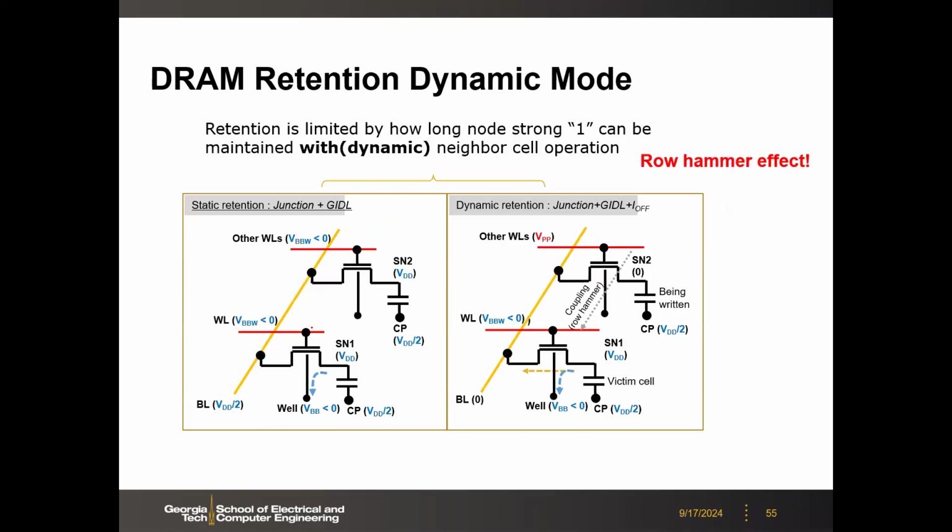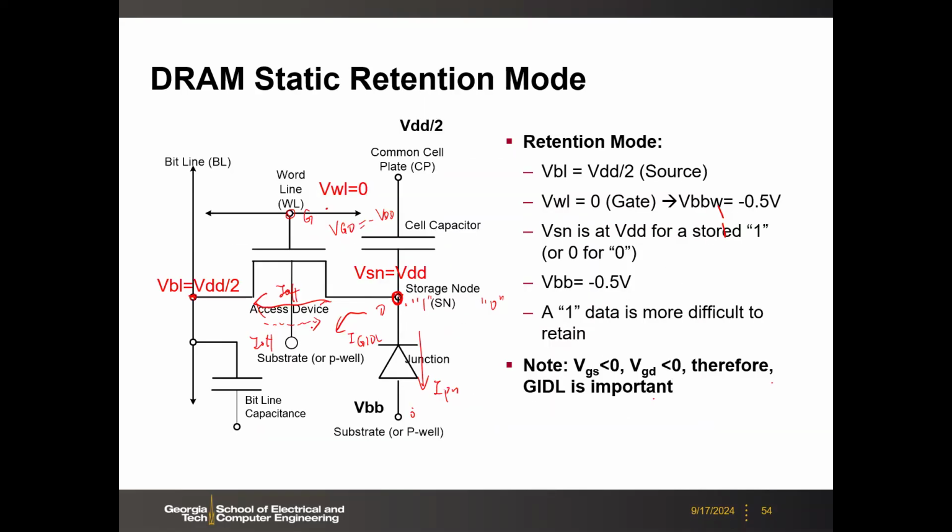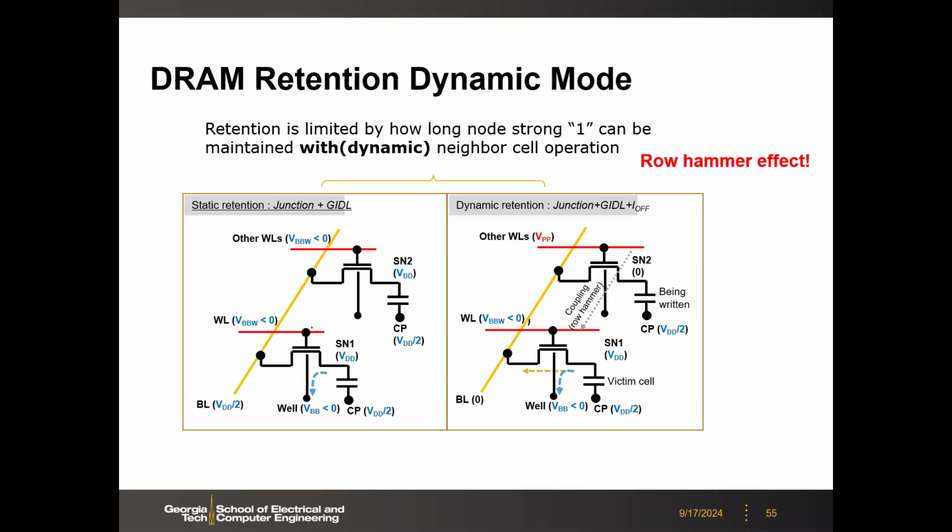Okay, so this is the retention mode in the static case. That means this cell stays in the retention mode, and there's no adjacent activity to the cell. But if you look at the dynamic situation, even though this cell is in the retention mode, you will have some activity on the adjacent cell. For example, here on the left-hand side is the static retention mode. You mostly have the junction and GIDL currents and I_off currents. But in the dynamic retention, this cell is under retention mode, but you are writing the adjacent cell.